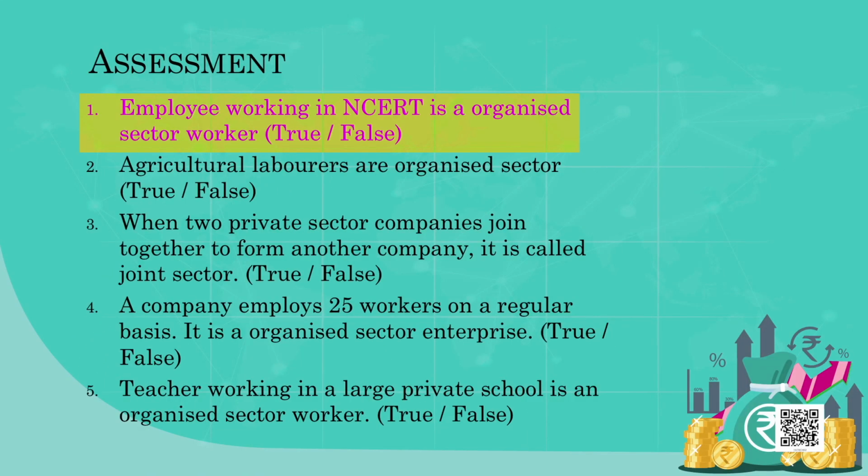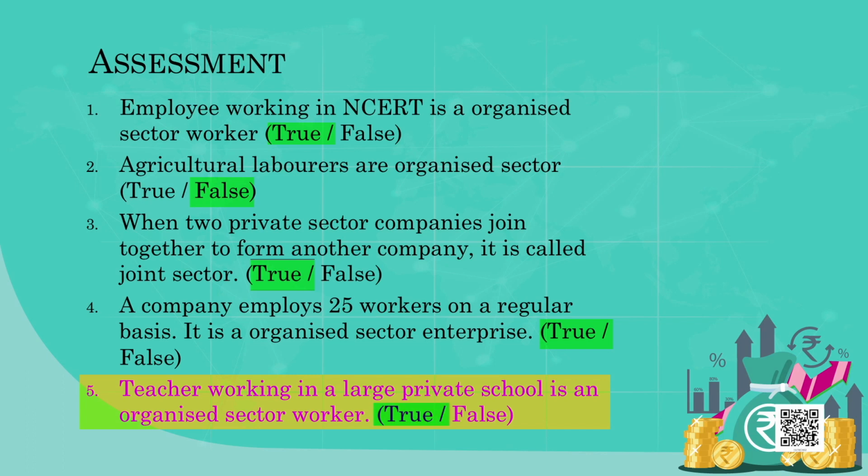Okay. So now I am asking you some questions. If you look at the screen, employees working in NCERT are organized sector workers, true or false? True. Agricultural laborers are organized sector workers? No, false. False, good. When two private companies join together and form an enterprise, it is called a joint sector. True. A company employs 25 workers on a regular basis. It is an organized sector enterprise. True. A teacher working in a large private school is an organized sector worker. True.